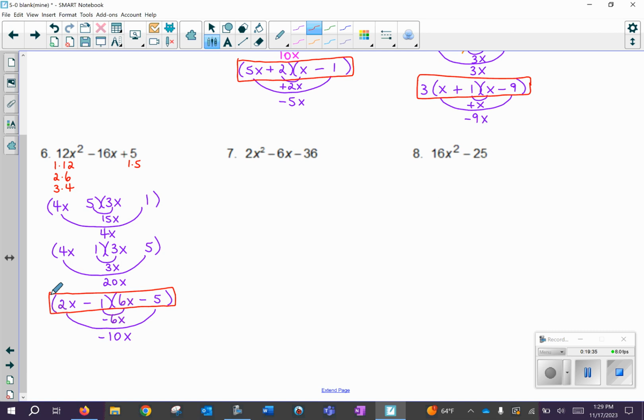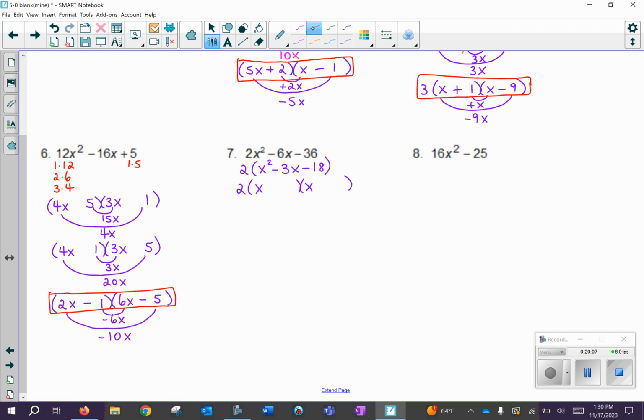Okay. Next one, GCF. 2, 6, and 36 all have a 2 in common. 2 times x squared would be 2x squared. 2 times negative 3x would be negative 6x. And 2 times negative 18 would be negative 36. Again, that 2 will just be along for the ride. I'm really dealing with this 1 coefficient in the front. So to get x squared, I know it's going to be x and x.